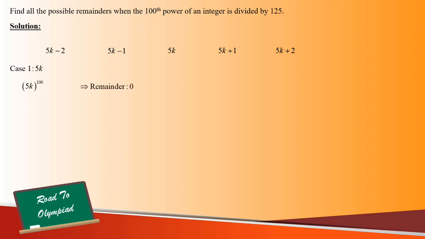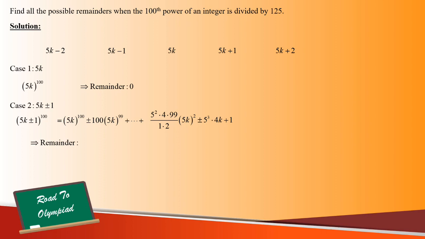If the integer is 5k plus or minus 1, then the 100th power of these integers can be found by the binomial theorem, which is equal to this one. Notice that we can write 100 as 5 squared times 4, and also this term can be simplified as 5 to the power of 3 times 4k. So for the remainder, clearly when 5k is raised to the power of 3 and above, it is definitely divisible by 125, and thus the remainder will be equal to 0.